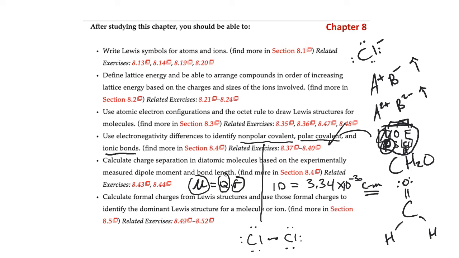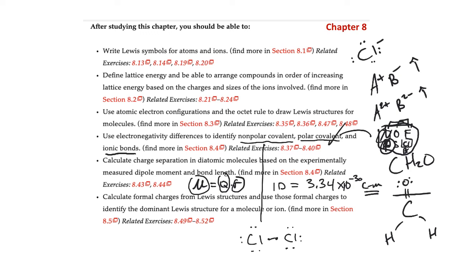So you just have to make a conversion and think about our units here, and we can relate charge and bond length to this dipole moment. So we can calculate formal charges from Lewis structures, and then use those formal charges to help us identify the best Lewis structure for a molecule.